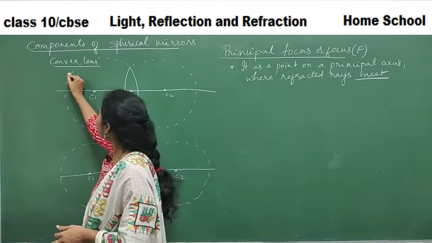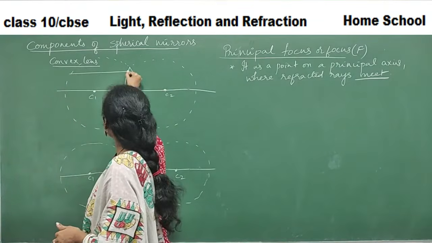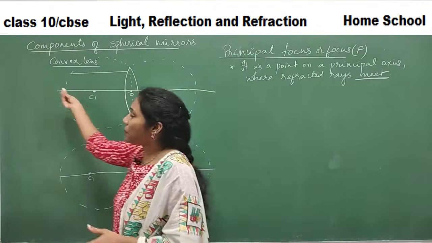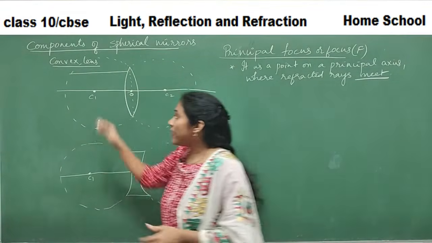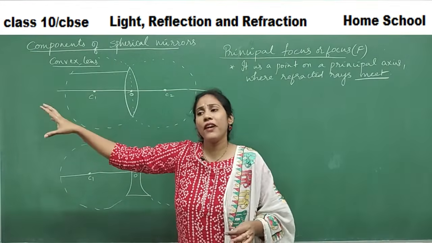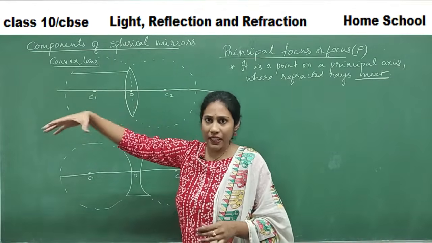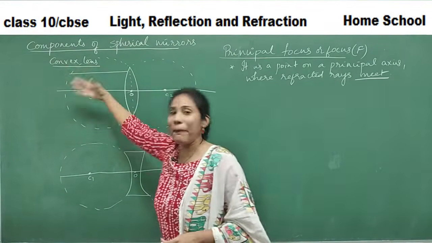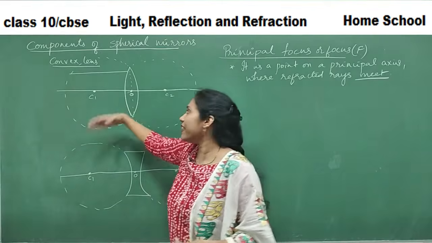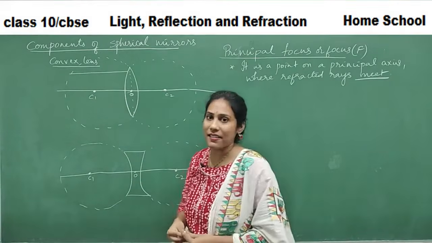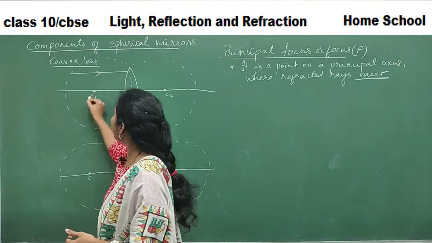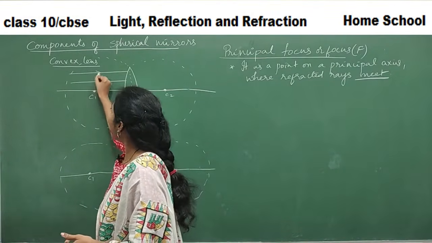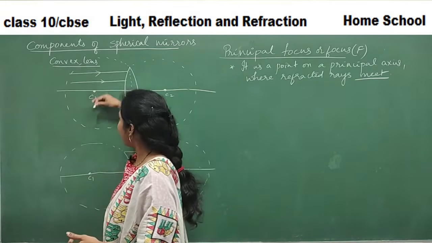Imagine light rays are coming parallel to the principal axis. Imagine the object is at infinity. When the object is very far away, the rays coming from it towards a lens are parallel. Most of the rays are parallel to the principal axis. The beam of light coming from a faraway object, those light rays, are parallel to the principal axis.